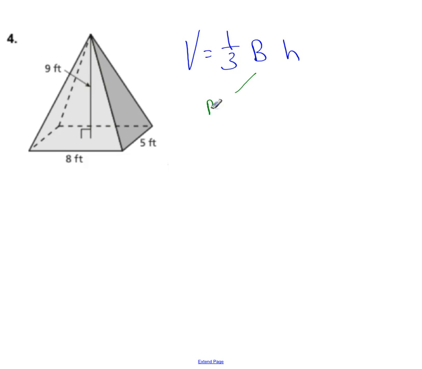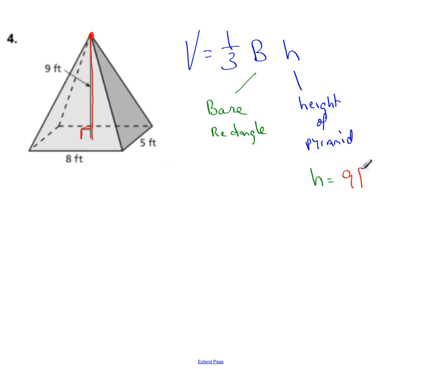This is the base. The shape is a rectangle. This is the height of the prism, or height of the pyramid, excuse me. And that one's actually easily given here. Height is, again, from the common vertex, straight down, find that right angle. That height is 9 feet. Excellent. All right, so now we're going to worry about the base.